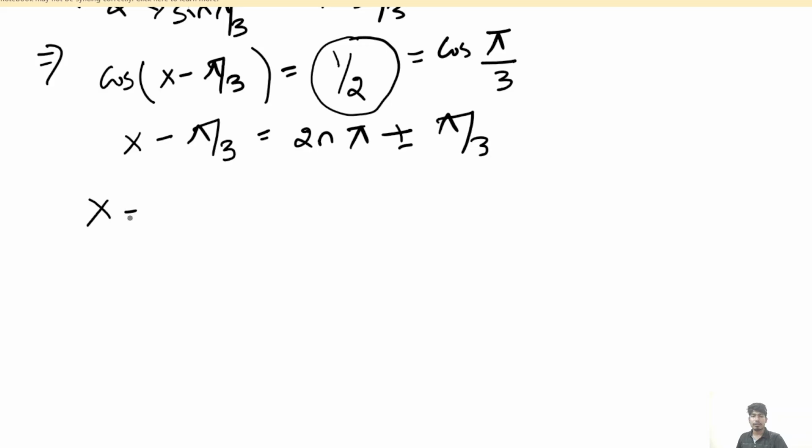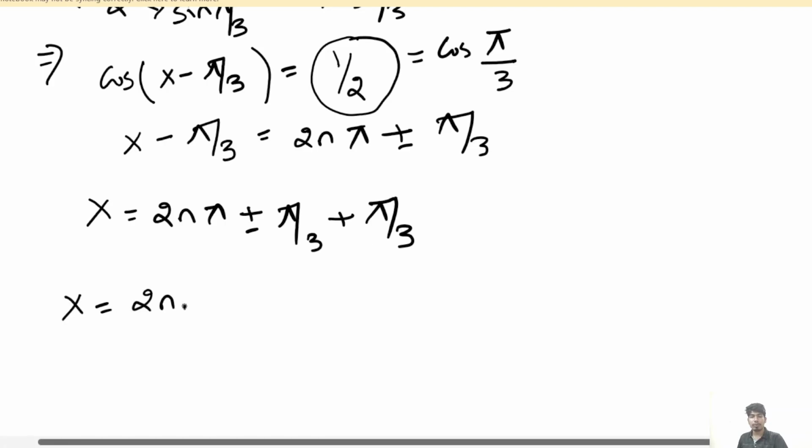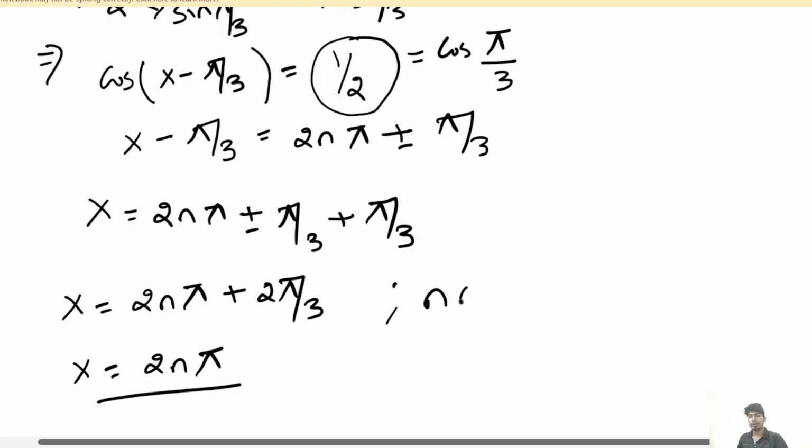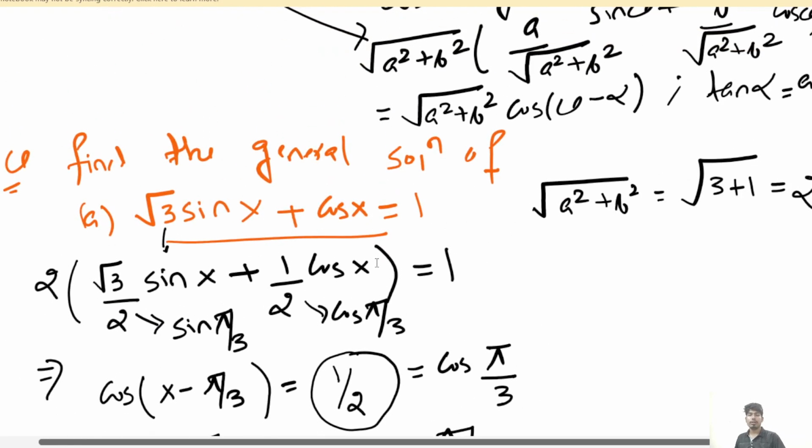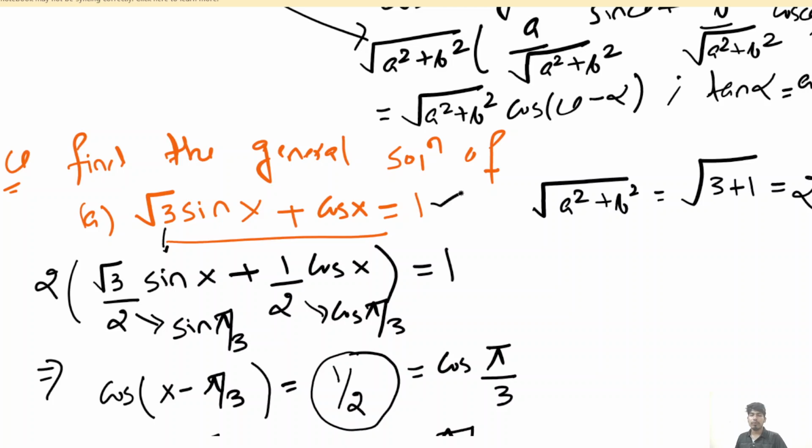Okay, then x is equal to 2nπ ± π/3 + π/3. If we take plus, then x = 2nπ + 2π/3, and if we take minus, then this becomes 2nπ, where n belongs to the integers. These are both the solutions of the equation. The equation is √3 sin x + cos x = 1.